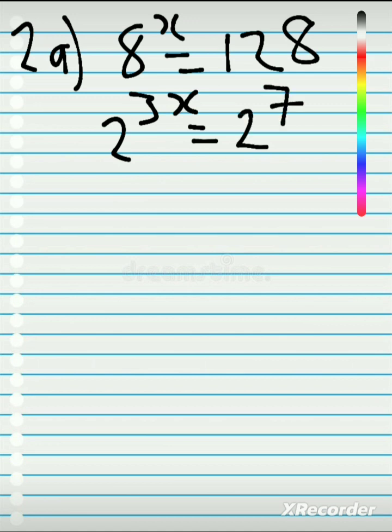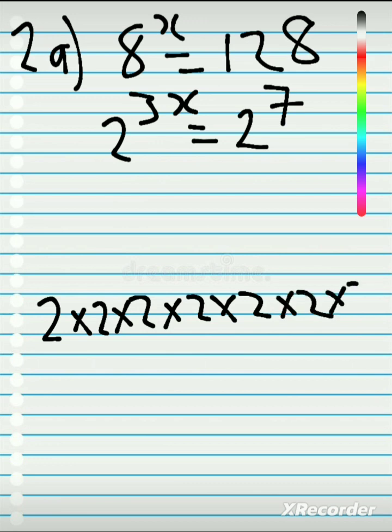How true is this? Let's try. 2 times 2, 4 times 2, 8 times 2, 16 times 2, 32 times 2, 64 times 2, 128. How many 2s are here? 1, 2, 3, 4, 5, 6, 7. So 2 to the power 7 is 128. By practice, you will be able to figure out without even needing proof.